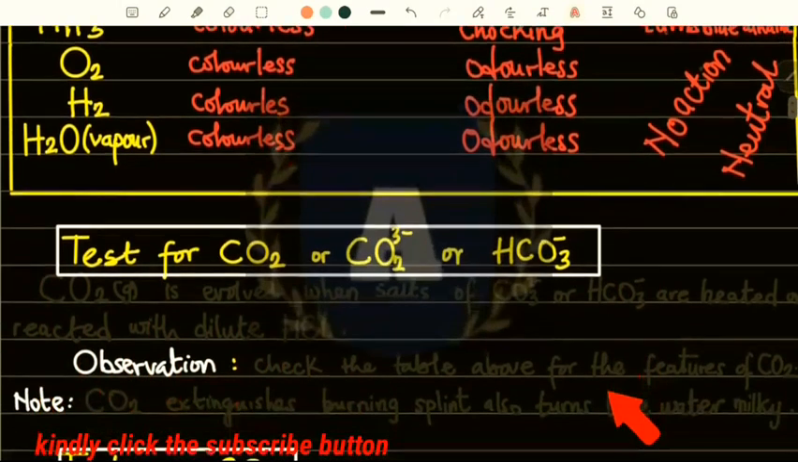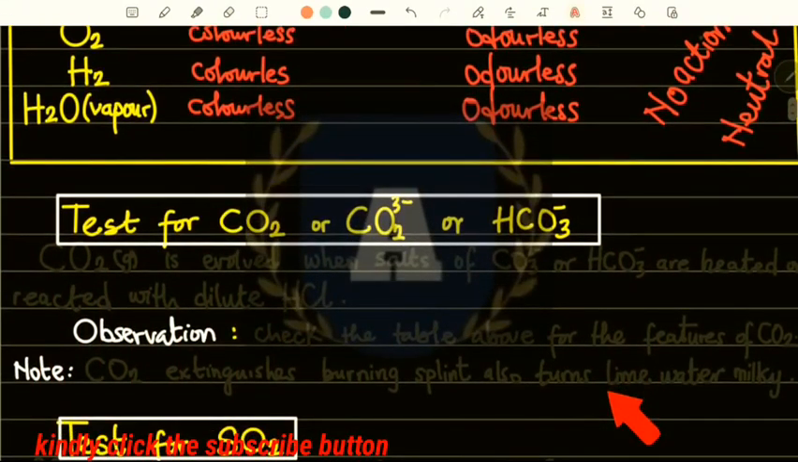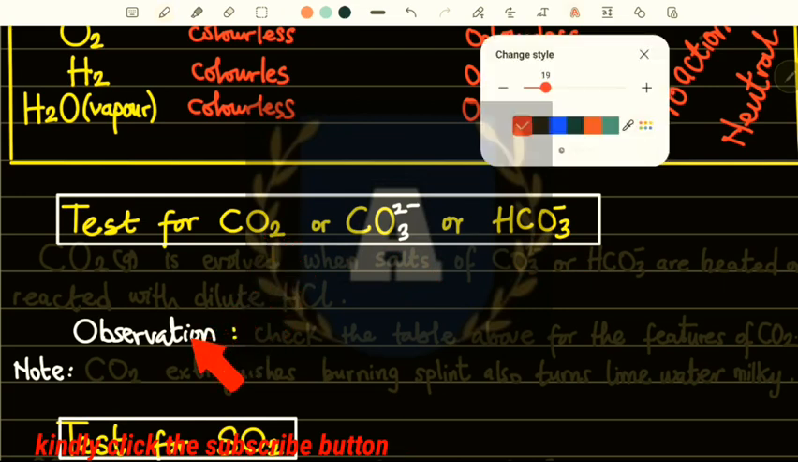Okay, so now we want to look at the preliminary test for each of those gases. How do we test for the presence of carbon dioxide, or the trioxocarbonate(IV) ion, or the bicarbonate, hydrogen trioxocarbonate(IV), or carbon(IV) oxide? How do we test for them?